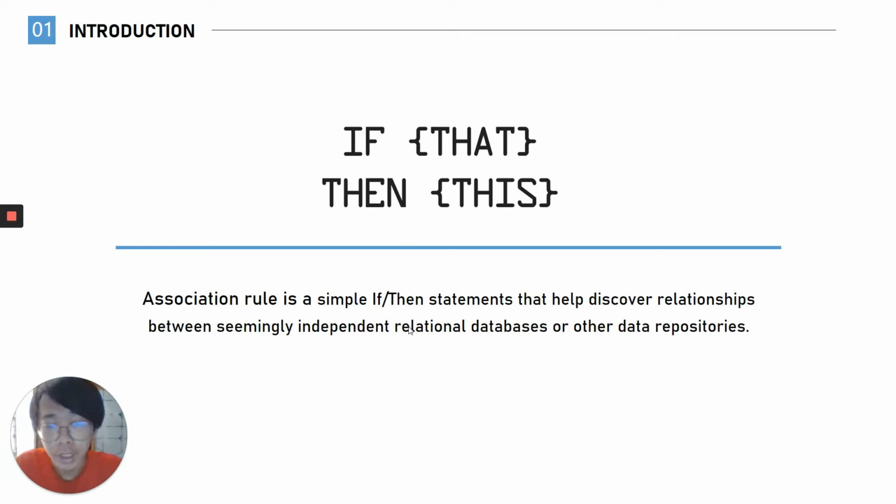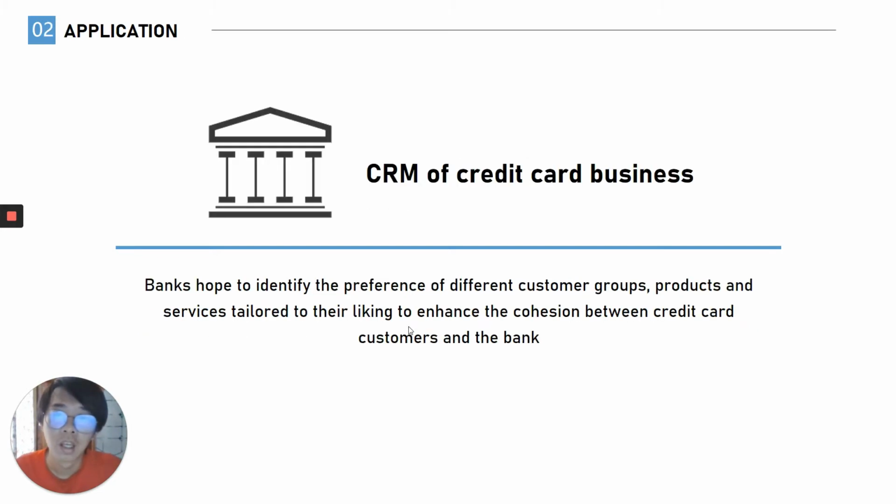For example, if a man goes into a supermarket and buys a beer, then he would probably buy a diaper. This is a very simple example of an if-then relation. It's actually the possibility that if A occurs, then B will also occur. So this is what association rules are about: connections, and the possibility that if A happens, then B will happen.